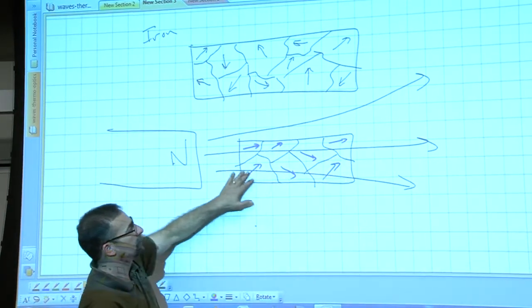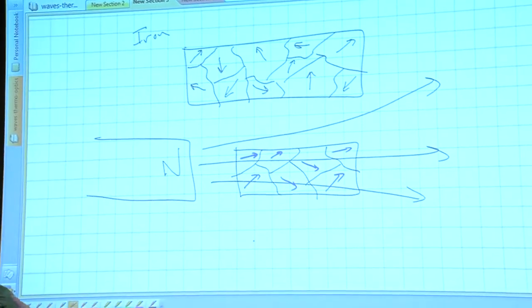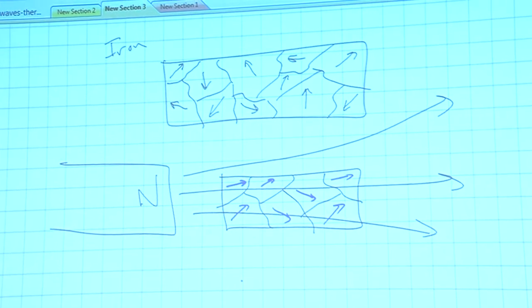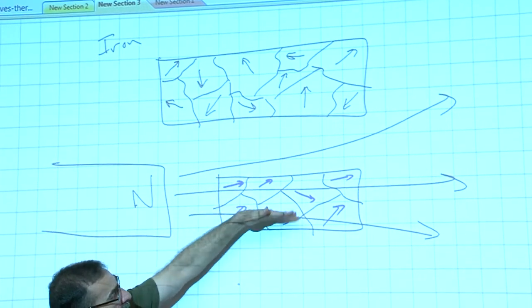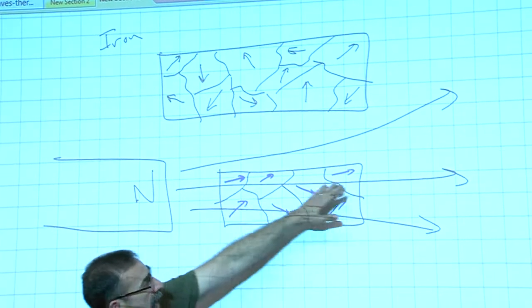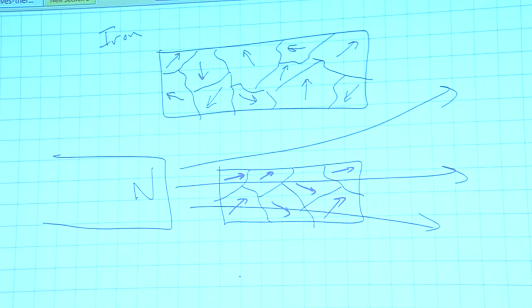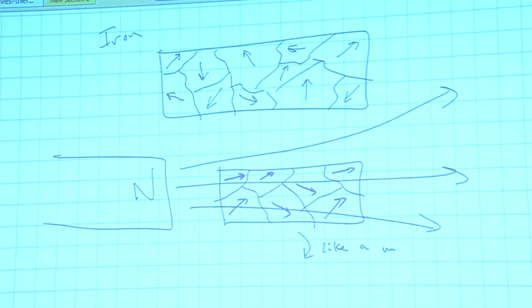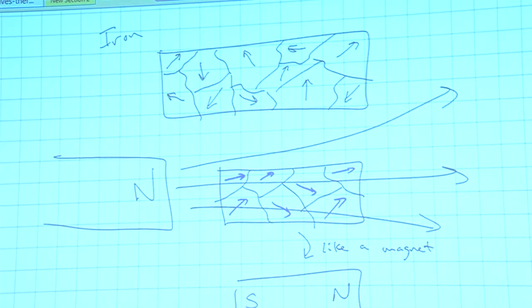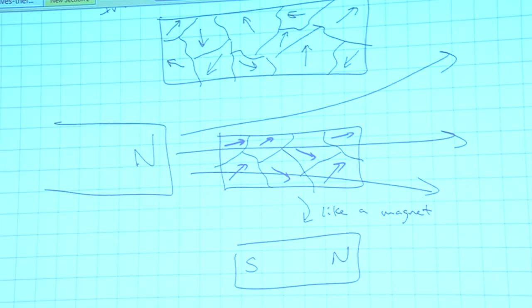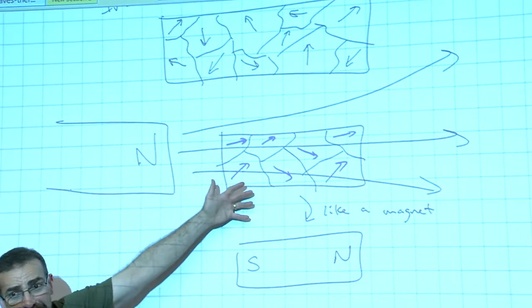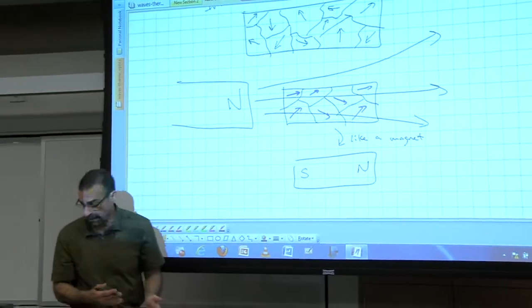Now, this chunk of iron, which had no net magnetic moment before, right? Those were all randomized. It didn't act like a magnet. Now, because the domains have aligned with this external field, this acts like a magnet with the north end over here and the south end over there. So what happens to this paper clip or this piece of iron when we hold up a big magnet next to it? It's attracted, right? We can pick up a paper clip with a magnet.